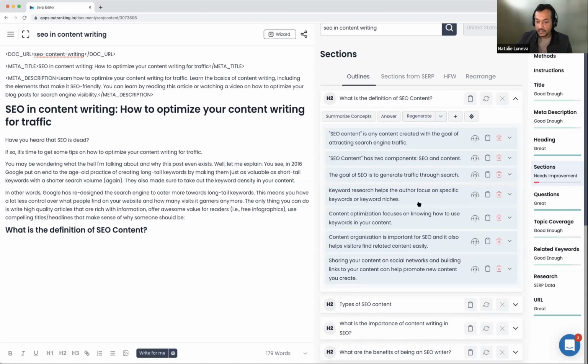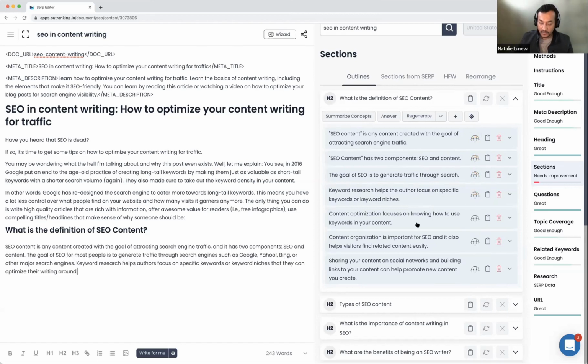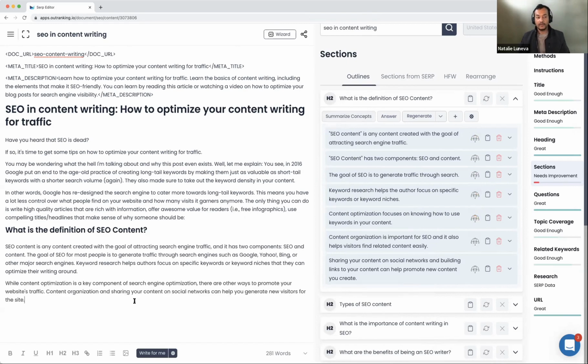So you see there is information that can be included in this particular section to create a proper structure. There we go. And I will use the remaining to build out a second paragraph. There we go. So now we have our first paragraph done, and we can move on to the second. So this is the difference between GPT-3 and Outranking: we have this added layer that does a lot more than a regular AI does.